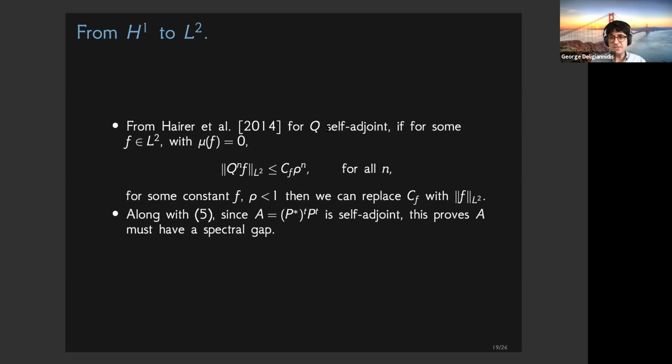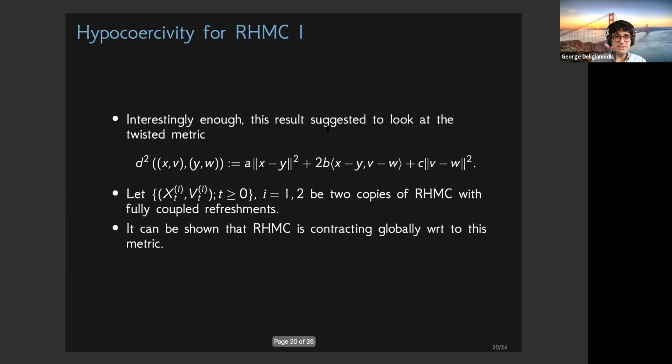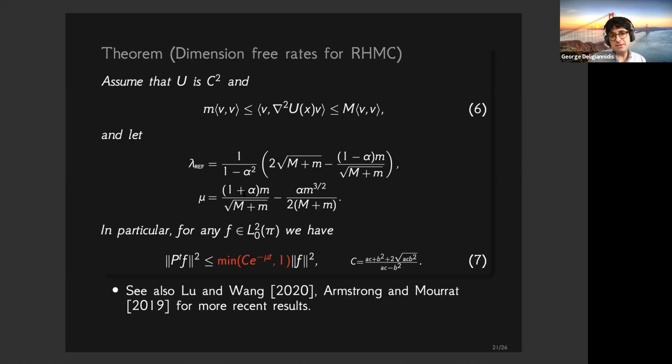So I thought perhaps this is something I should explain in more detail. In fact, using this idea of mixing the metric up, you can even prove contraction in Wasserstein, and you don't have to do any fancy couplings. You just take two copies of RHMC and you couple them synchronously, and you can show that it's contracting globally.